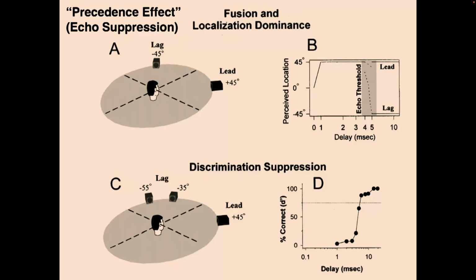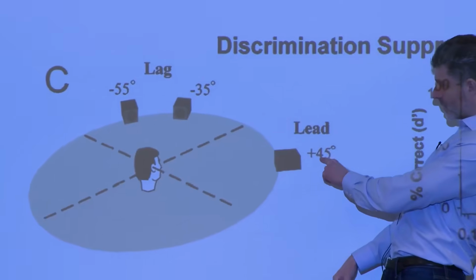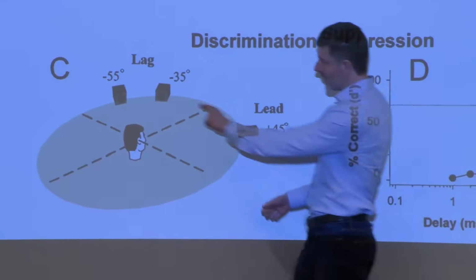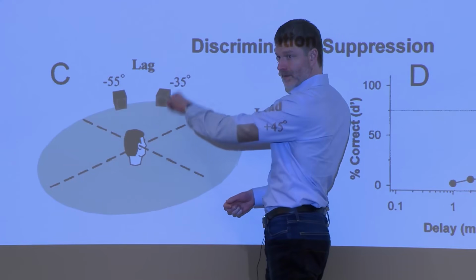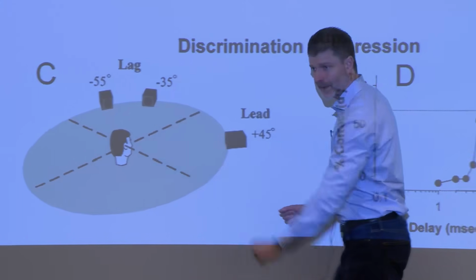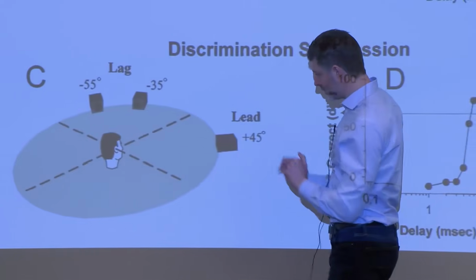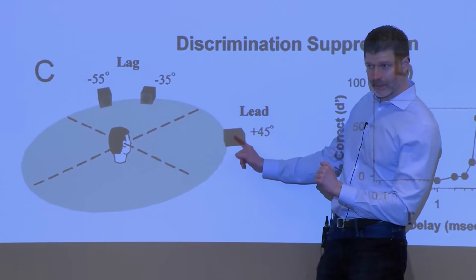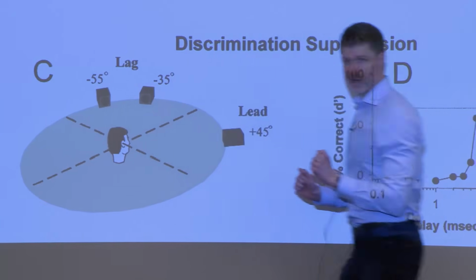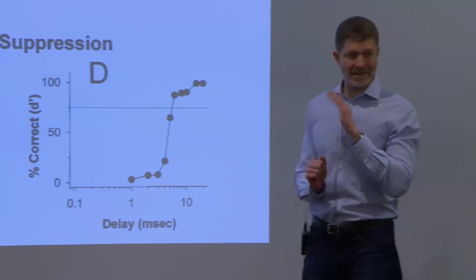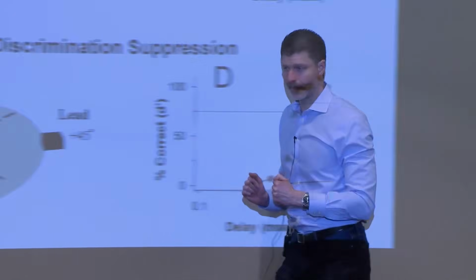All right, so here the situation is a little more complicated. We now have three speakers. We still have the one that's off to the right, that's the leading speaker. But now we have two clicks that come second, one at minus 55 and one at minus 35. What I should have told you is that on every trial, there's a click that comes from here first, and then either a click from here or a click from here, and your job is to judge whether the second click came from minus 55 or minus 35.